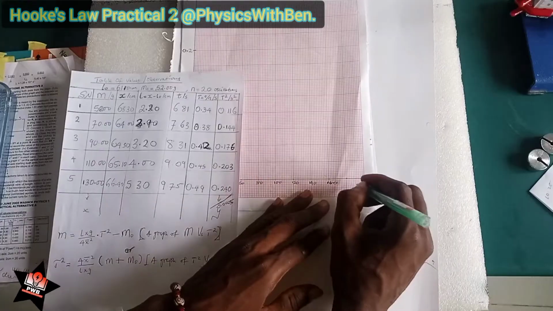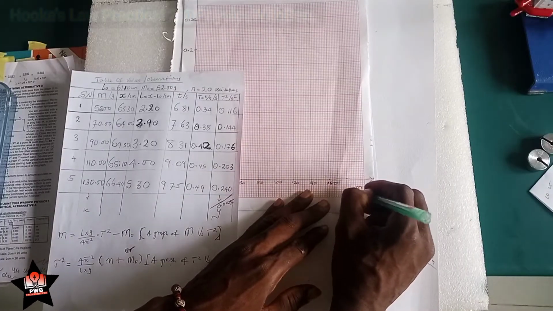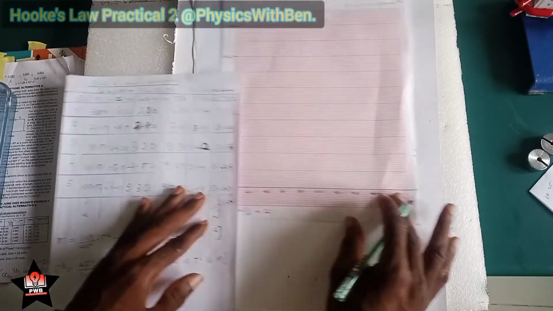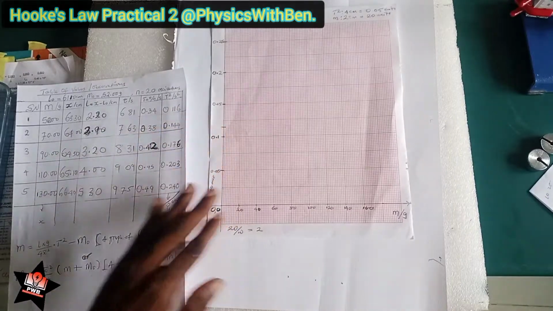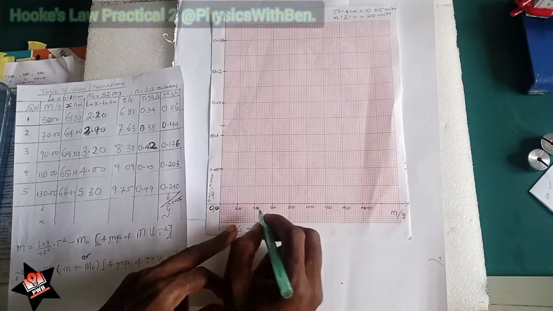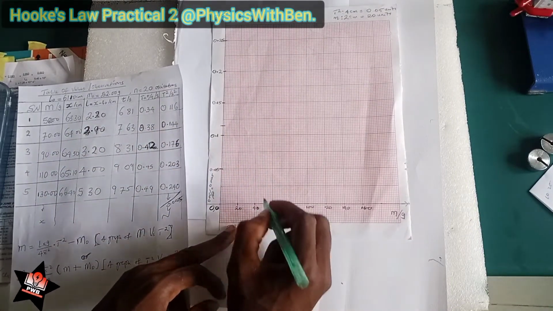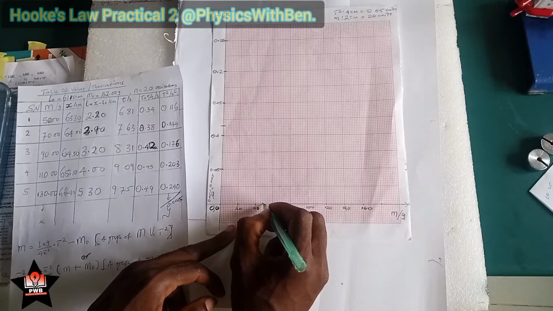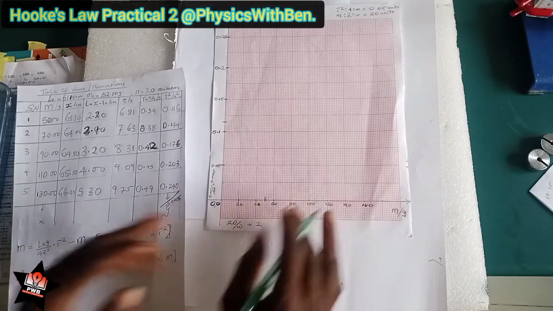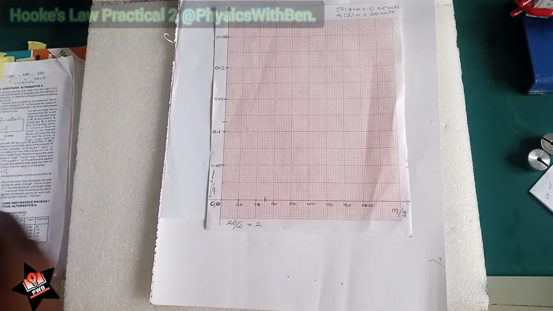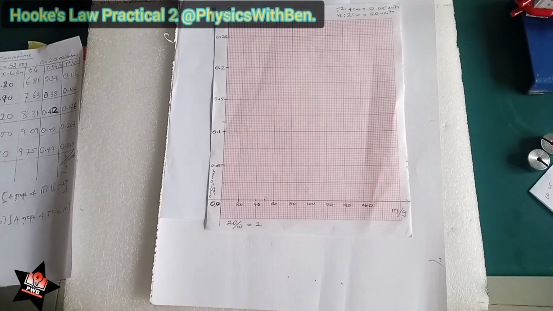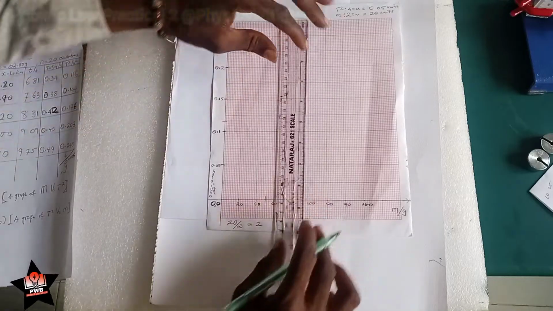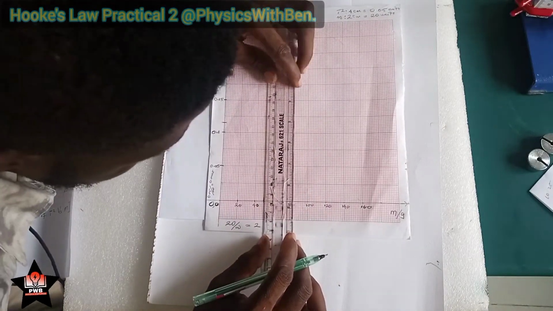Sorry, I forgot something here. This is mass. Mass in gram. Very, very important. Mass in gram. So 50 is halfway to 60 here. So this is 1, 2, 3, 4, 5. This is 50. So where 50 and this point intersects, that is the first point.